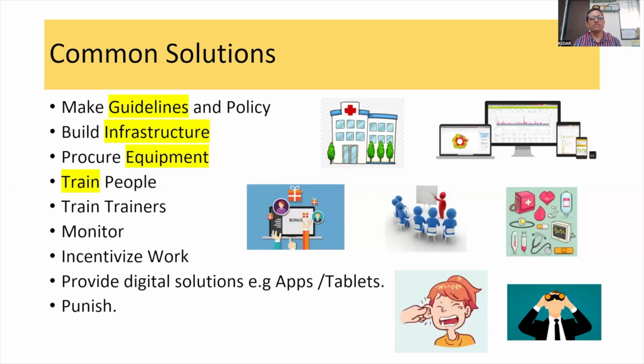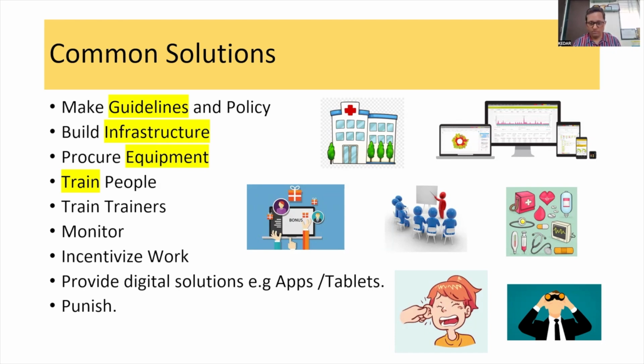We say infrastructure is not good, so we build infrastructure. Equipment is not there, we procure equipment. We feel people need training, we train the trainers, we monitor them, we incentivize them. Achha kaam kiya, incentive. Kaam kam kiya, punishment. Barabar. Right. We hope that digital solutions like apps or tablets will improve the quality of care, and at times we punish.